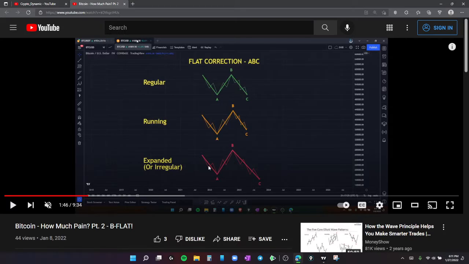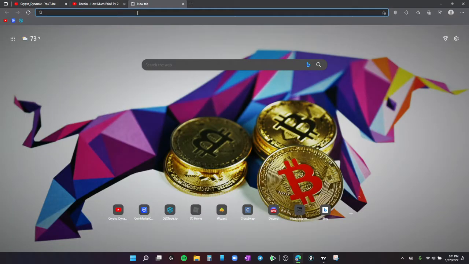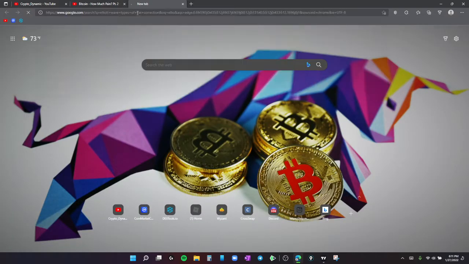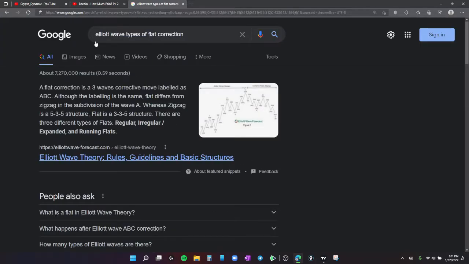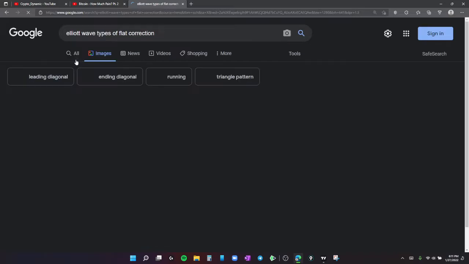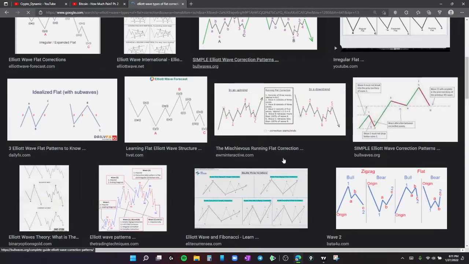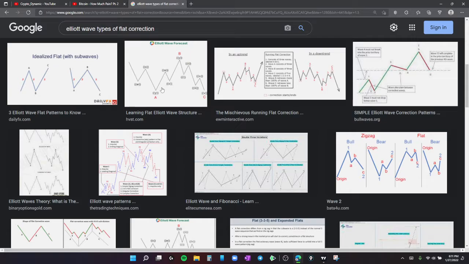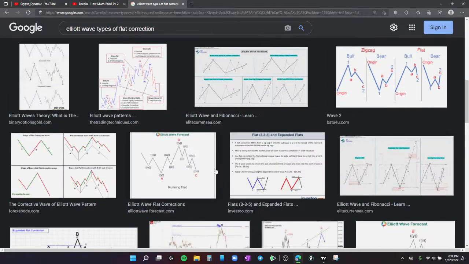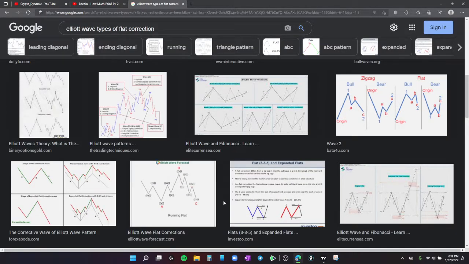Just like this flat correction, if you search Elliott wave flat correction, this is something that you can bring up and learn more about. And this information is out there. If you take a look at a flat wave, it's a 3-3 and then ends in a 5-wave pattern, just like that.